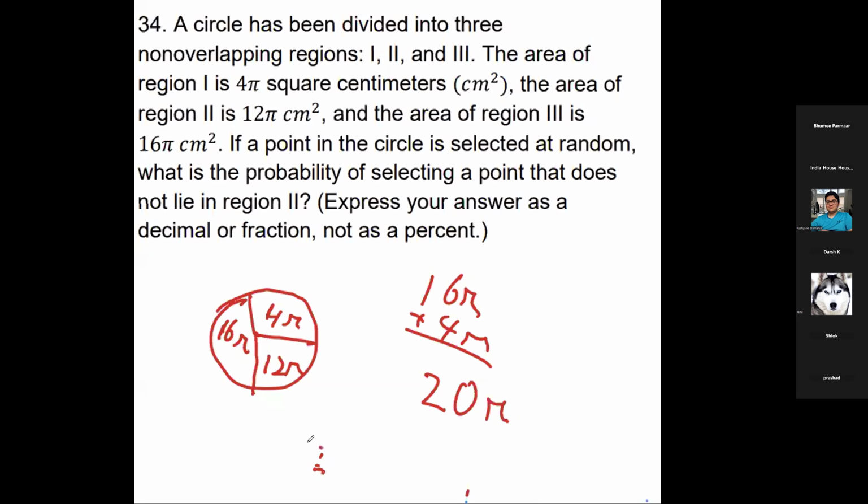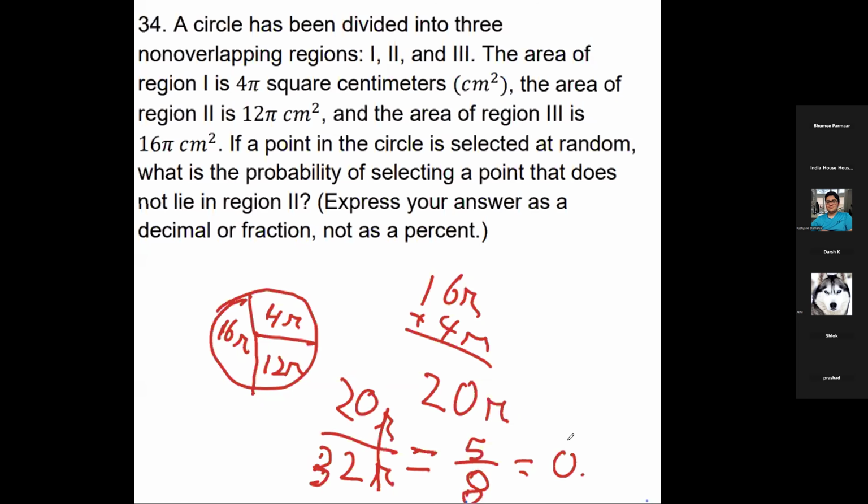That is the total area of the circle, which would be 22 pi? No, 32 pi. So 32 pi is the total area of the circle, and 20 pi is the total area of regions 1 and 3. So that means it's the total area of not region 2. So 20 pi over 32 pi, the pi simplifies out. 20 over 32 simplifies to 5/8 or 0.625. So the correct answer is 5/8 or 0.625. You can put either of these answer choices.